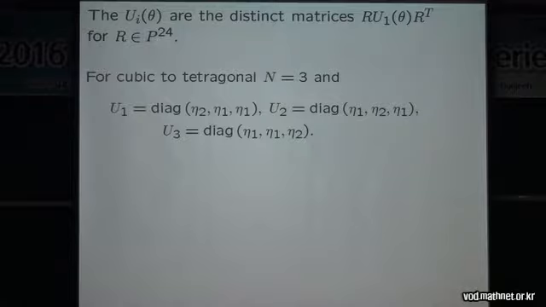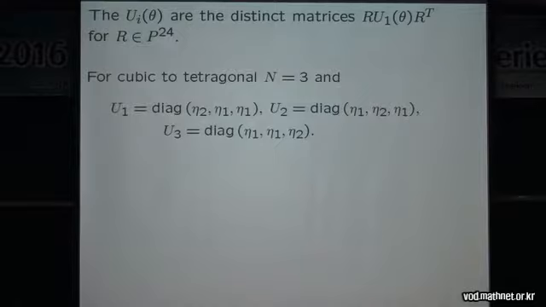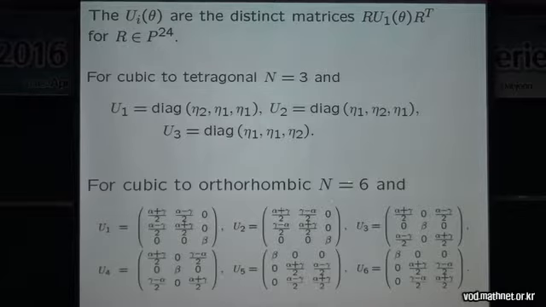So for cubic to tetragonal, then, N would be 3, and the 3 matrices would have this form. So U_1 is diagonal η_2, η_1, η_1. So these are the amounts you stretch the cube by, the factors you stretch the cube by. So these will depend on θ, typically. And U_2 you get by just permuting, so the η_2 is in the second entry, and U_3 so that it's in the third entry. And for cubic to orthorhombic, you have N equal to 6, and in this case you have 3 parameters, alpha, beta, gamma, that give you the change of shape, and these are the 6 matrices if you work it out.